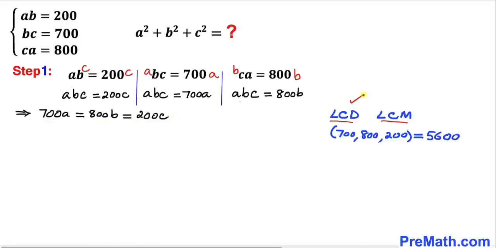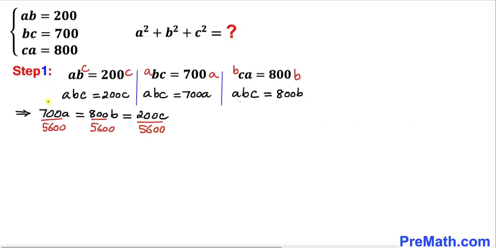And now let's focus on these numbers, 700, 800, and 200. The least common denominator, or sometimes we call it least common multiple, of all these three numbers is going to be 5600. And now let's go ahead and divide all these by their least common denominator 5600. So I'm going to write down 5600 divided by this one, divided by 5600, and divided by 5600 as well across the board.